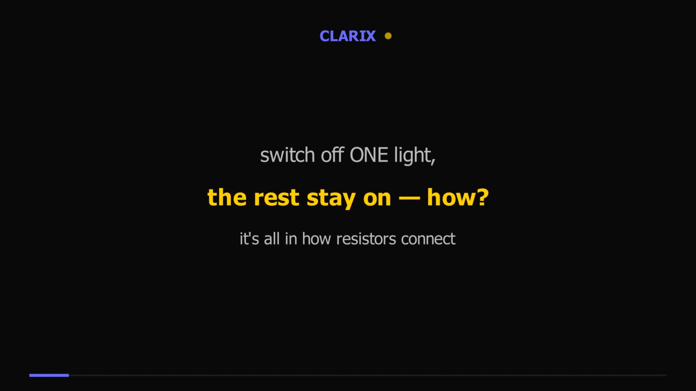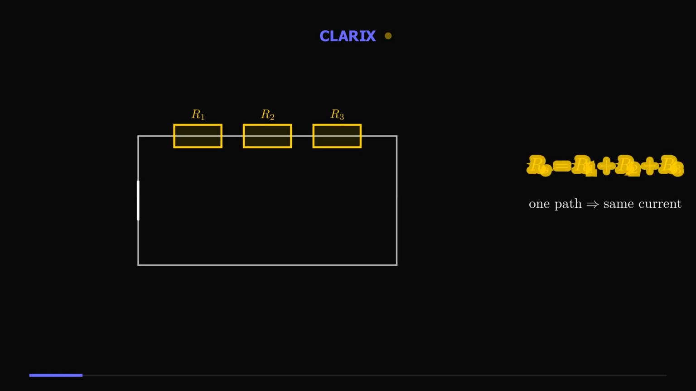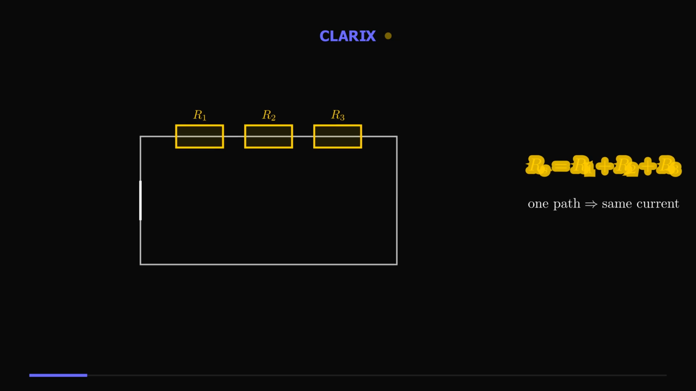Let's connect some resistors. First, resistors in series, joined end to end in a single line. There's only one path, so the same current flows through every resistor. The total resistance is just the sum. R series equals R1 plus R2 plus R3, and so on. Adding resistors in series always increases the total resistance, and the voltage from the cell splits up across them.